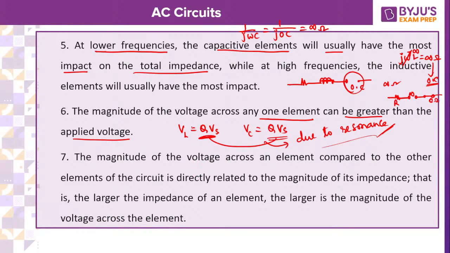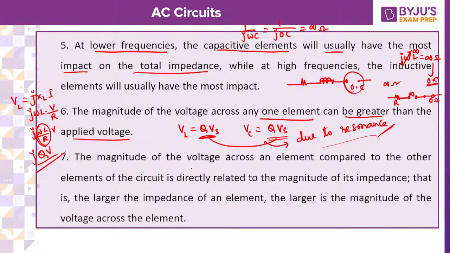Okay, if you solve, you will come to know VL is equal to jXL into I. What is this jXL? This is j omega L. j omega L into I. What is I during resonance? During resonance it will be V by R. So j omega L by R into V. Omega L by R is written as Q. So jQ times V. Inductor voltage is Q times the supply voltage. Voltage magnification is happening.